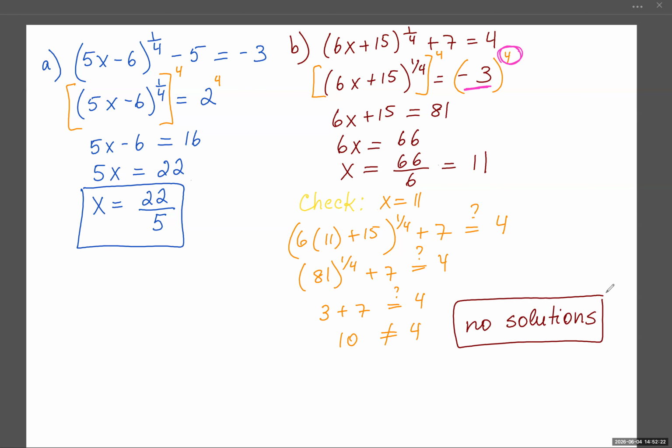So this is only true if we're working with even powers. If we have an odd power, that's no longer true. We need to do one more example.